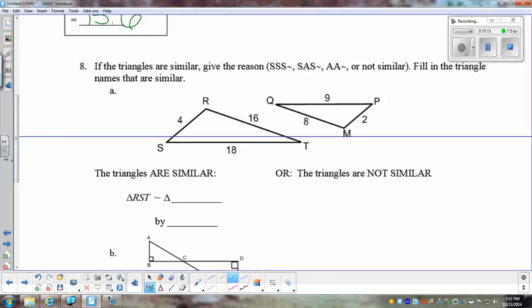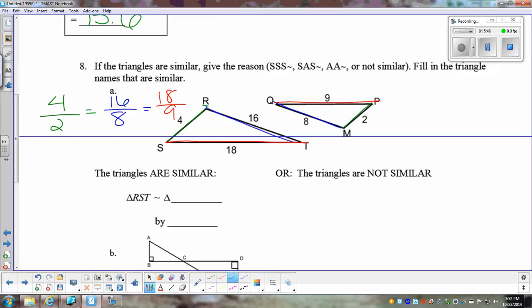All right, so this one, if the two triangles are similar, give the reason and fill in the triangle names that are similar. So this time, I'll look at my side proportions. My small side is 4 on the big triangle. On the little triangle, my small side is 2. My medium side is 16. My medium side is 8. My large side is 18. My large side here is 9.